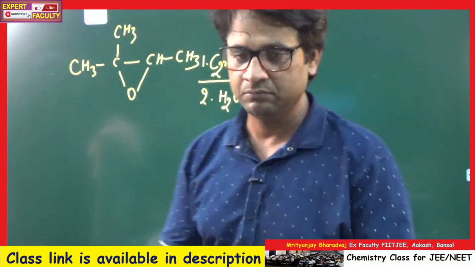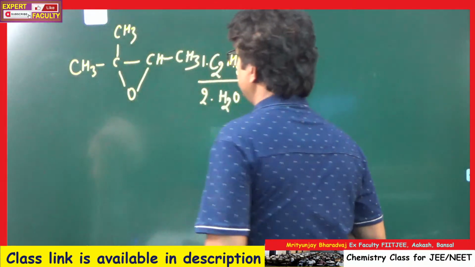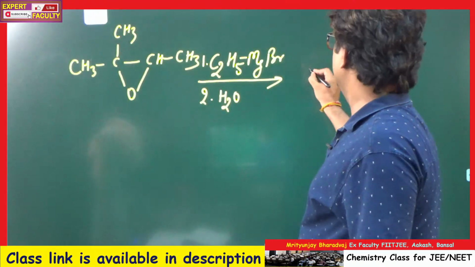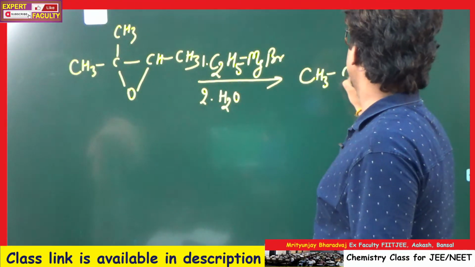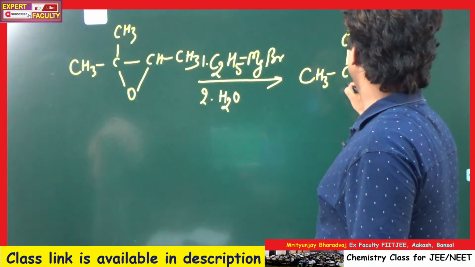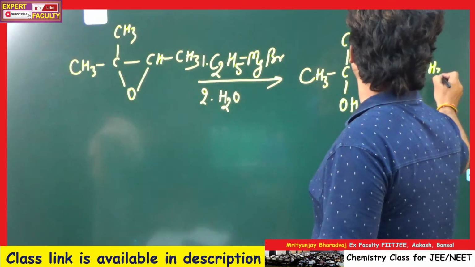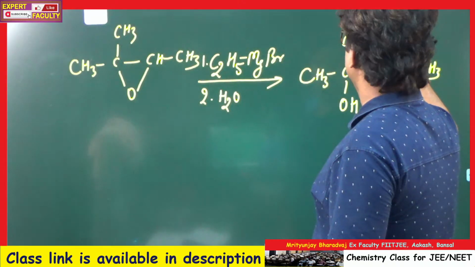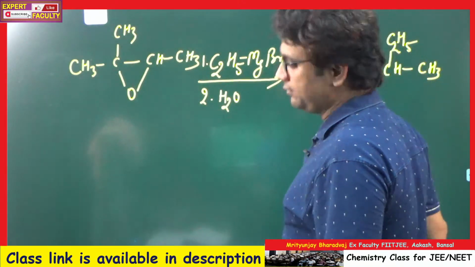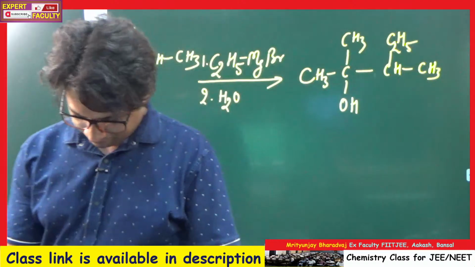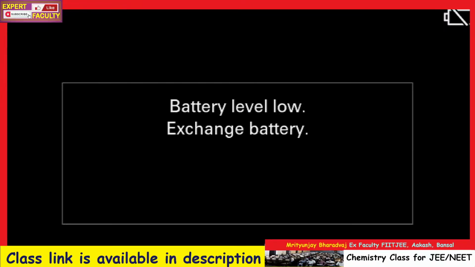So the left side carbon will get an OH and the right side carbon will get a CH3. Very good. So our final product will be CH3-C(CH3)(OH)-CH-CH3 with C2H5. Yes, very good. Similarly, other metal alkyl halides also.